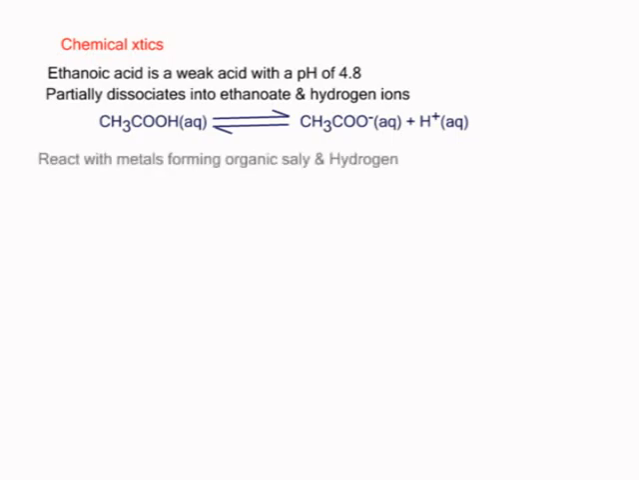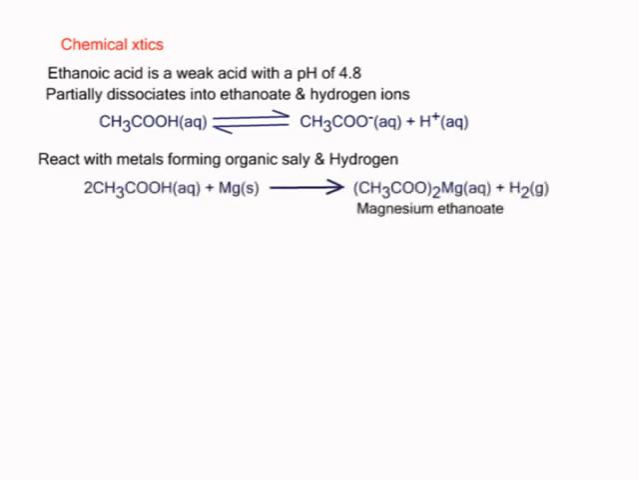Ethanoic acids react with metals to form hydrogen gas and a salt. That salt is an organic salt. For example, ethanoic acid plus magnesium will form a salt called magnesium ethanoate. Magnesium ethanoate is an organic salt and hydrogen gas is liberated. Alkanoic acids react with metals to form organic salt, metal alkanoate, and hydrogen gas.